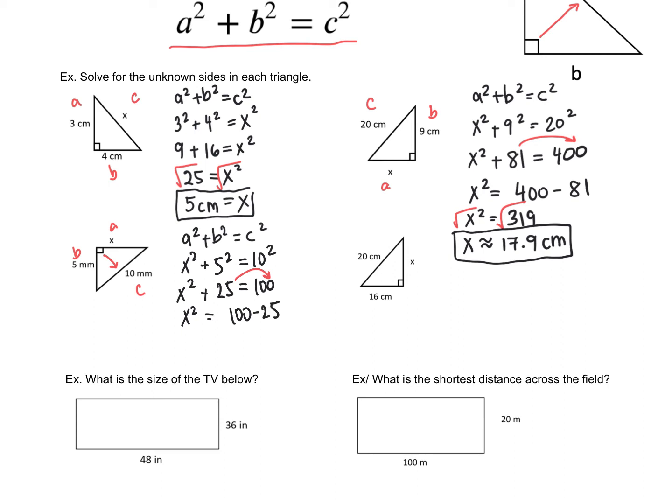So 100 minus 25 is 75. And then we can square root both sides. And I want you to be careful with your rounding. So if you had written x is approximately 8.6, you have rounded incorrectly. We have 8.66. That second 6 is greater than 5, so we have to round up to 8.7.